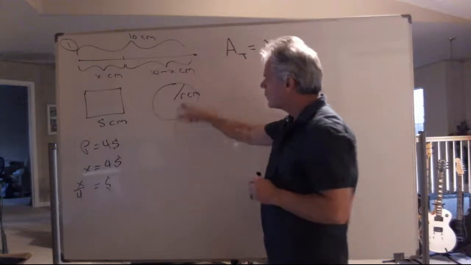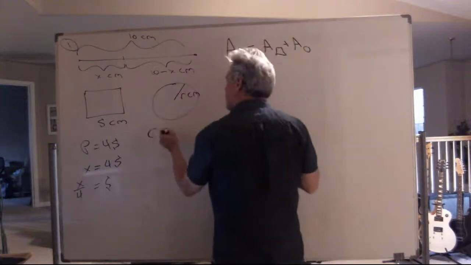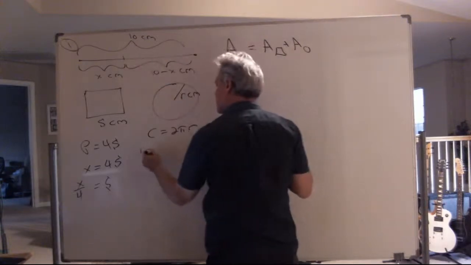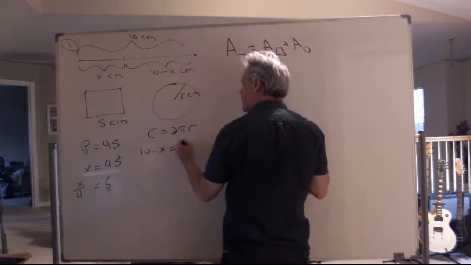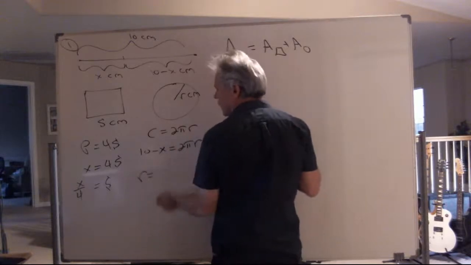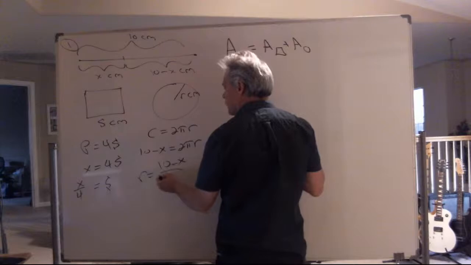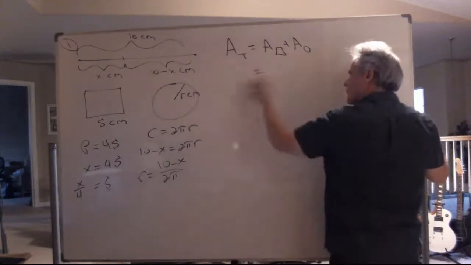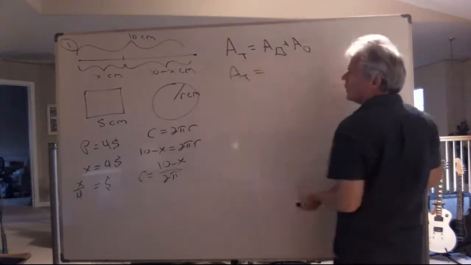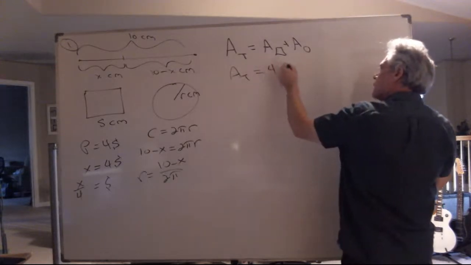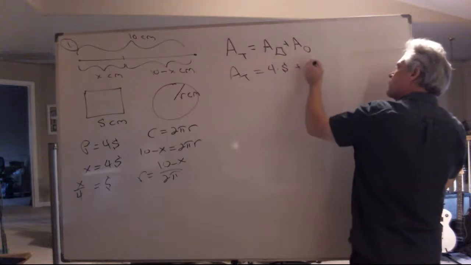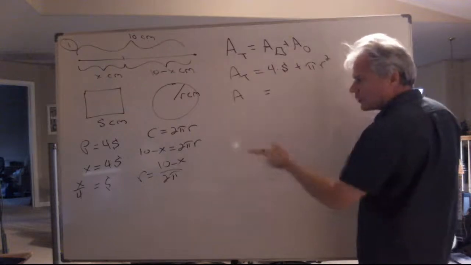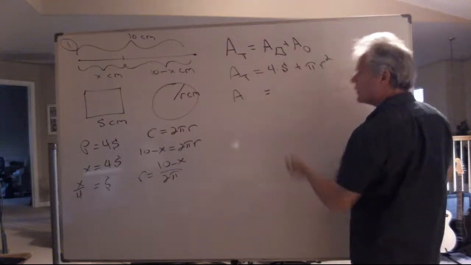Notice over here, the circumference of the circle can be computed by looking at 2 times pi times r, but the circumference is really that length right there, 10 minus x. So I think the radius of the circle in question can be expressed as (10 minus x) over 2 pi. Now the way I compute the area of a square is just 4 times the side length. The area of a circle is pi times the radius squared. So I guess the area total is going to be 4 times s, which I think is just x itself.